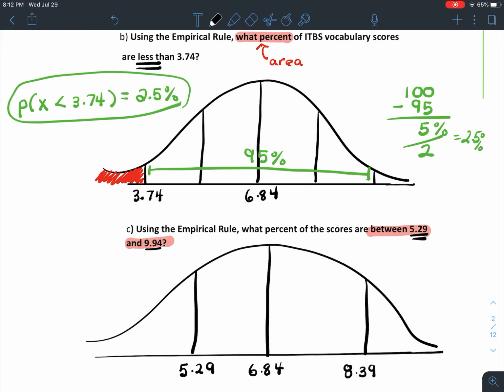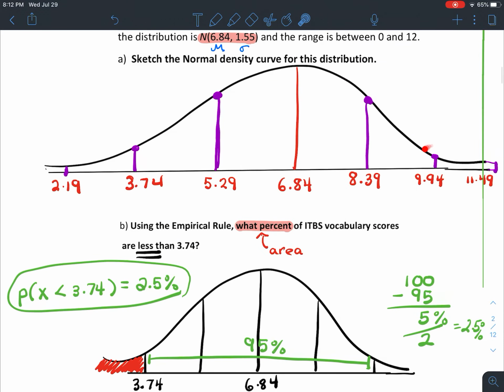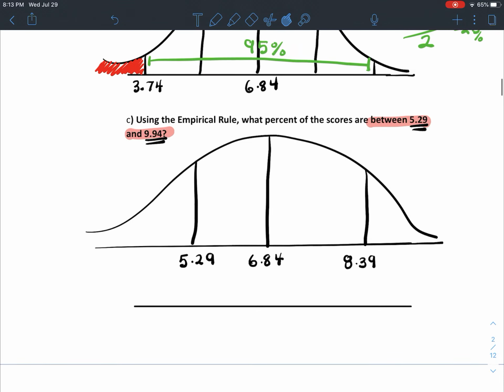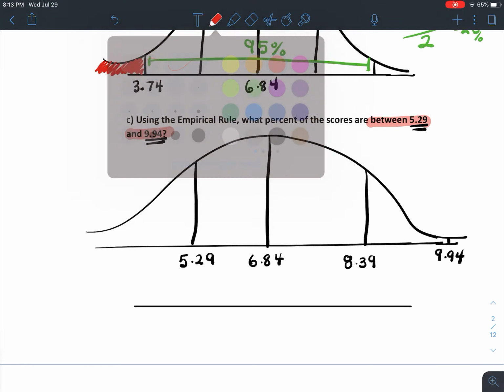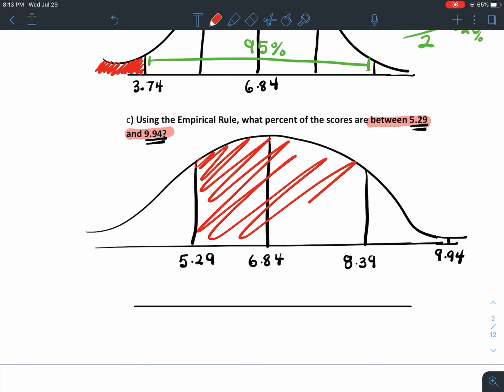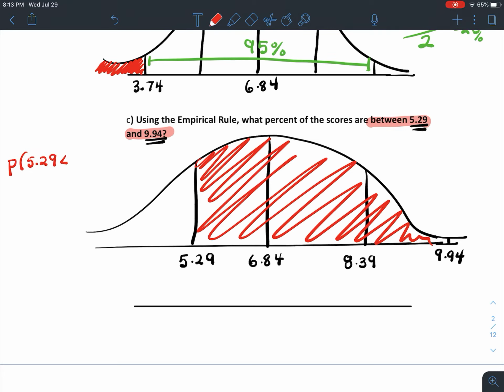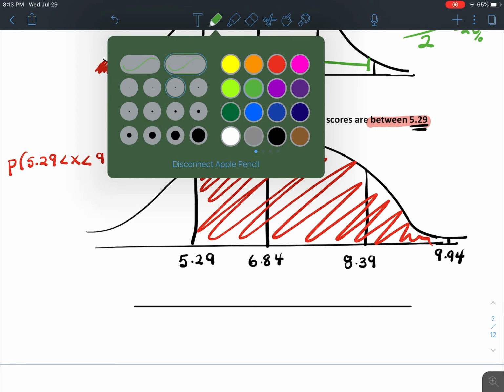Now, this says between 5.29 and 9.94. Up above, 9.94 was 2 standard deviations to the right. So I'm going to mark off over here 2 standard deviations to the right. I always shade the area that they're asking you for, so we're talking about this area in between. I'm going to label my problem here. I'm looking for the probability that x is greater than 5.29 but less than 9.94.